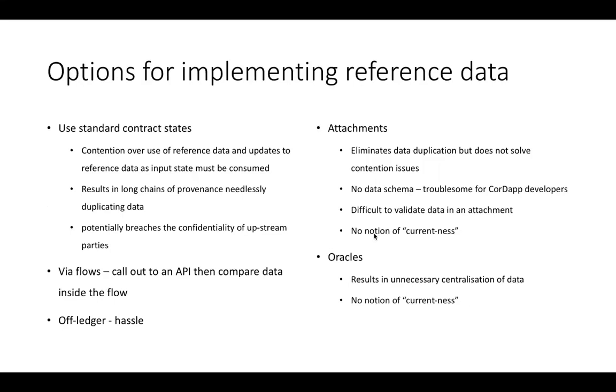There are a number of options that you can use for implementing reference data. As I said, you could use standard contract states, but you have this contention problem. You also end up with very long chains of provenance because you keep consuming this state when you use it. The chain of provenance gets one longer every time that you use it in a transaction. When I say use it, you're not really changing any information or data within the state. It's literally just included within a transaction such that the contracts of other states can refer to it, right?